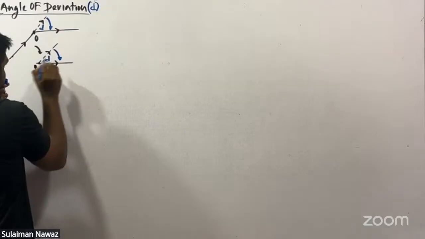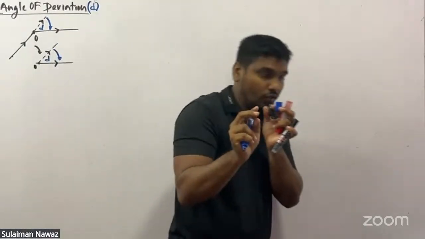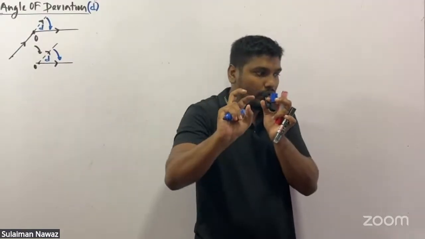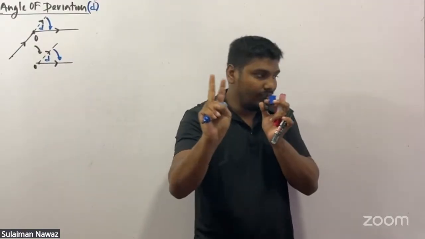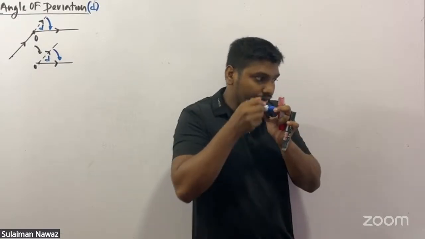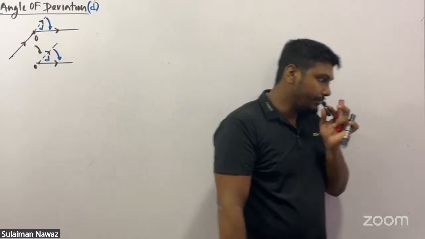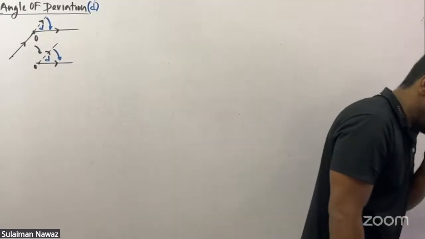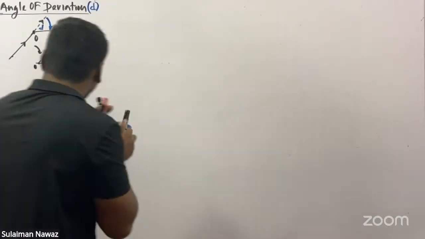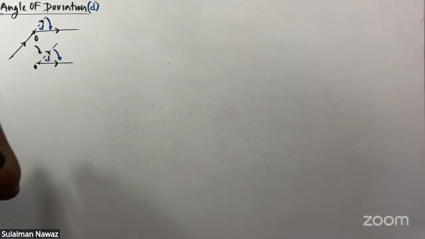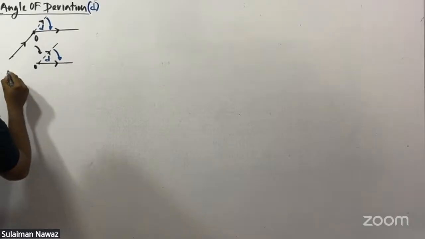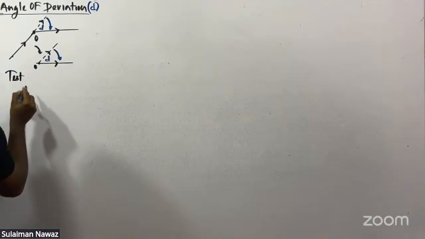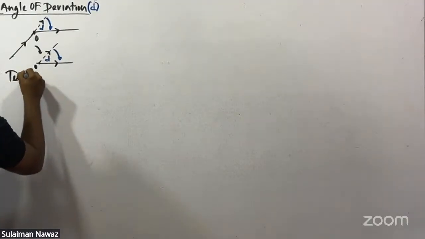This idea is simple. Based on that, last day I asked you to do those three Test Me questions. Hands up who tried those three. Right. It's not difficult, but I'll quickly do it. Test Me question number 1. Find the angle of deviation.